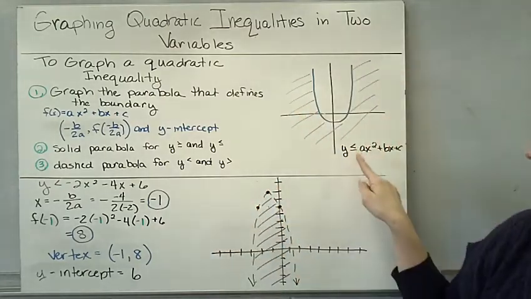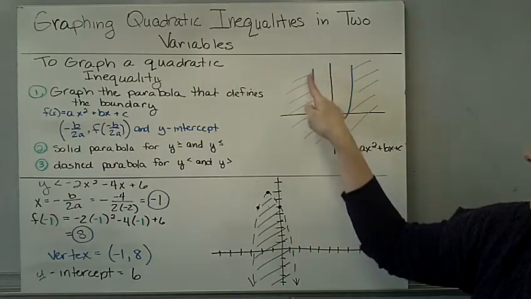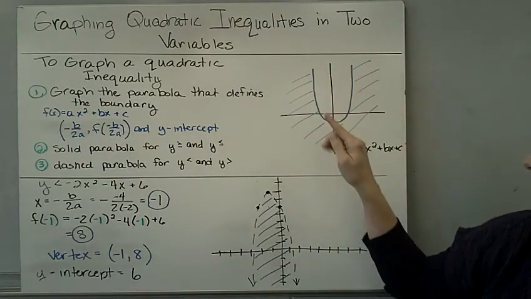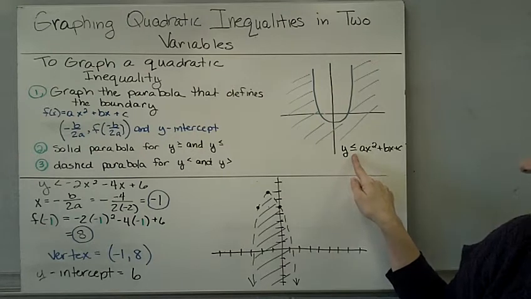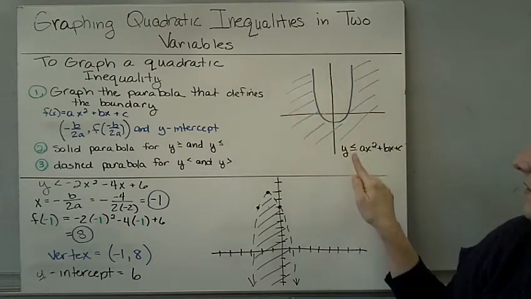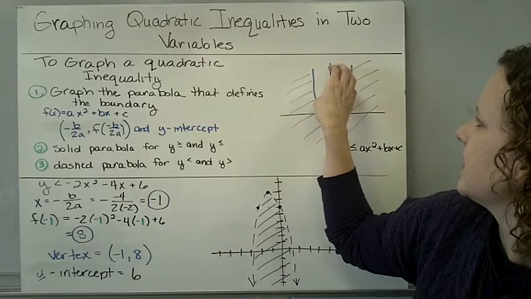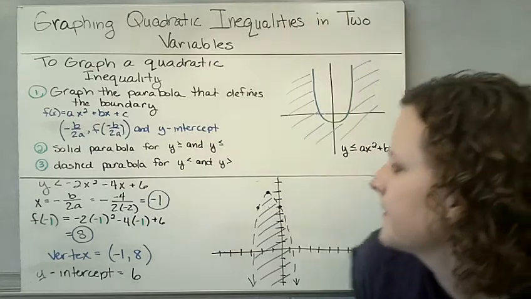Here's our example. This says y is greater than your equation. So I did a solid parabola. I'm sorry, this is y is less than. I have a solid parabola and I shade everything below it when it's less than or equal to. If it were greater than or equal to, you would shade everything inside the parabola and up.